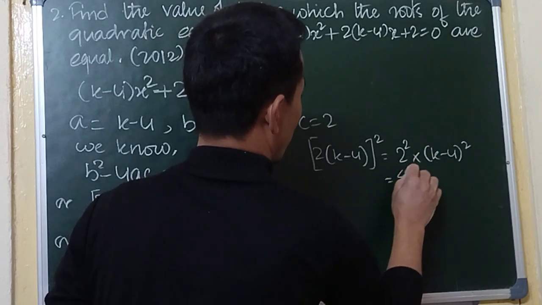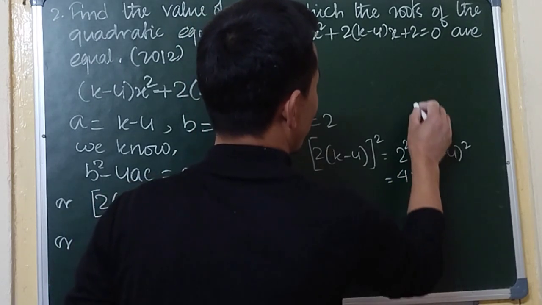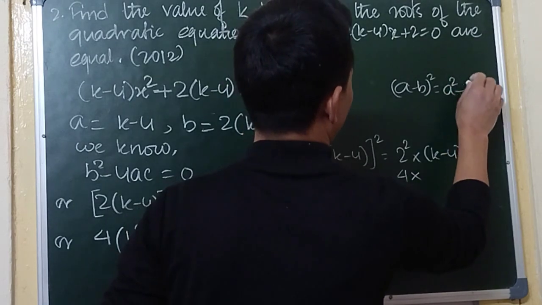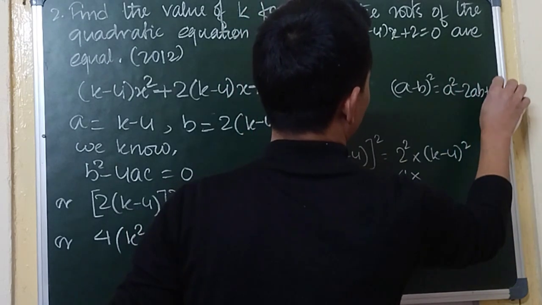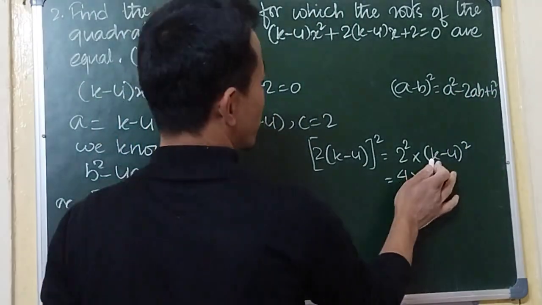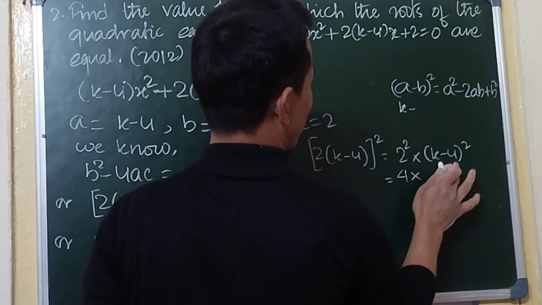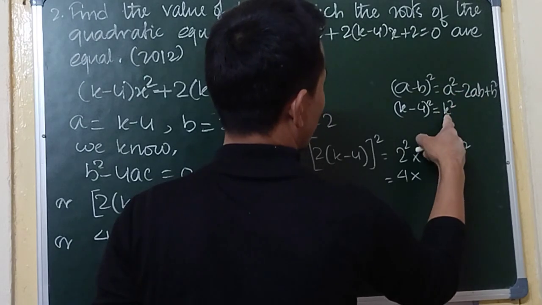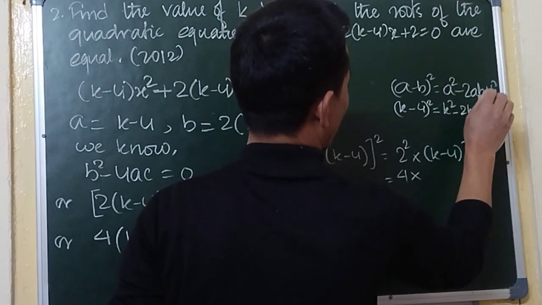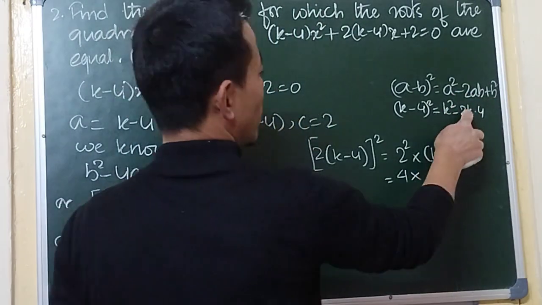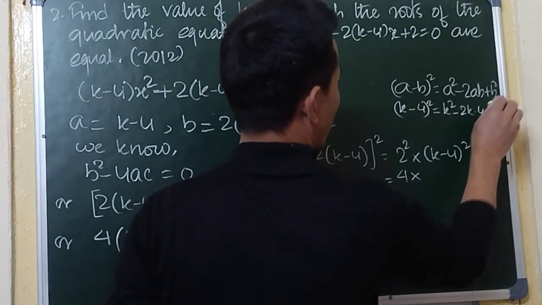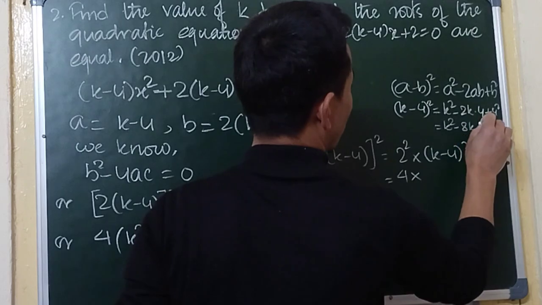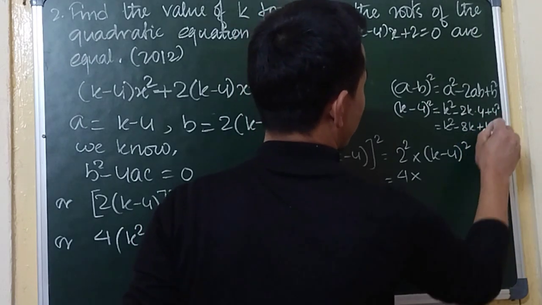So this 2 square becomes 4, and this is in the form of (a minus b) whole square, which is a square minus twice ab plus b square. So if you look at this value, instead of a we have k and instead of b we have 4. So this becomes k square minus 2k into 4, twice ab, plus 4 square.